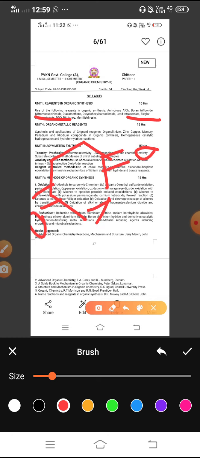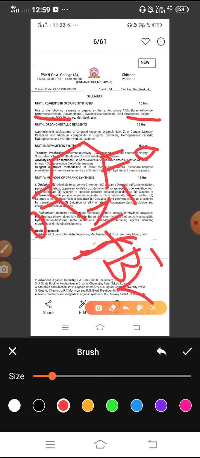N-bromosuccinimide. The bond between nitrogen and bromine breaks, so it is a free radical reaction, giving an N radical and a bromine radical. NBS is also used in allylic or benzylic bromination.